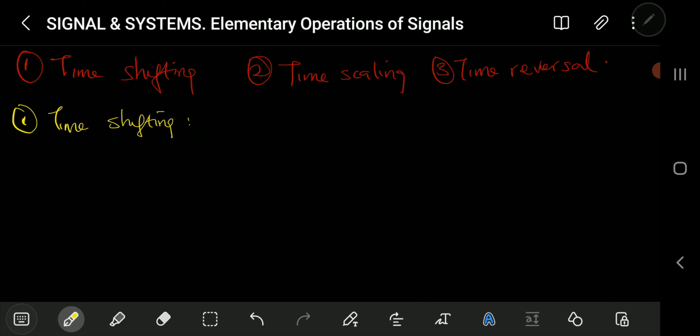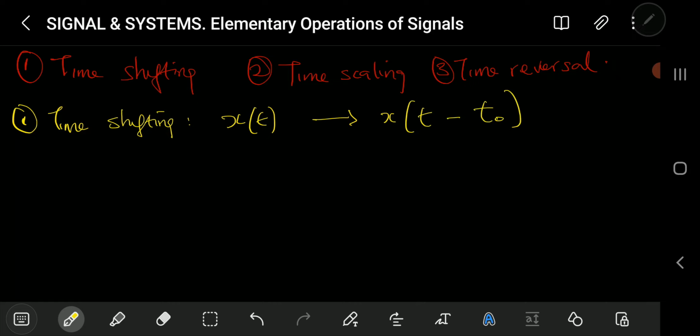All right, so when we are talking about time shifting, basically it has a mathematical representation, which is when we have x of t. If it is time shifted by t naught, the time shifted version of x of t is represented by x of t minus t naught. So if we have a signal like this x of t and it is time shifted, it's going to look like this.